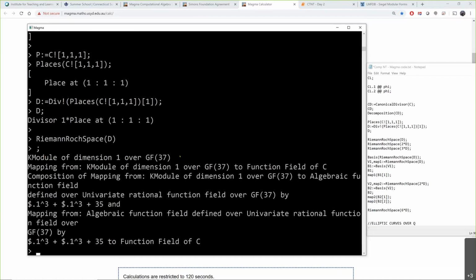So it has dimension 1. What does that mean? Let's call it something. So V1. Yeah. There's a question real quick.